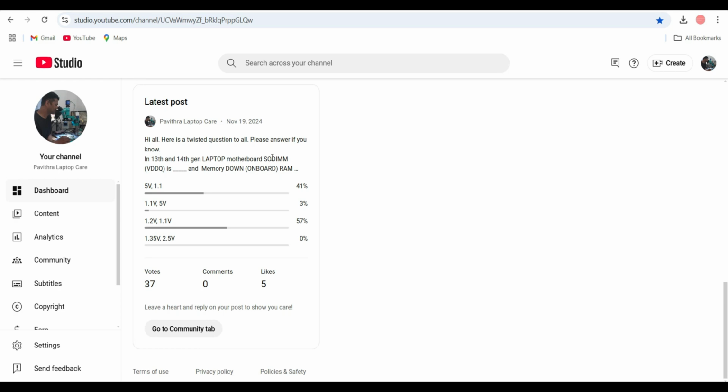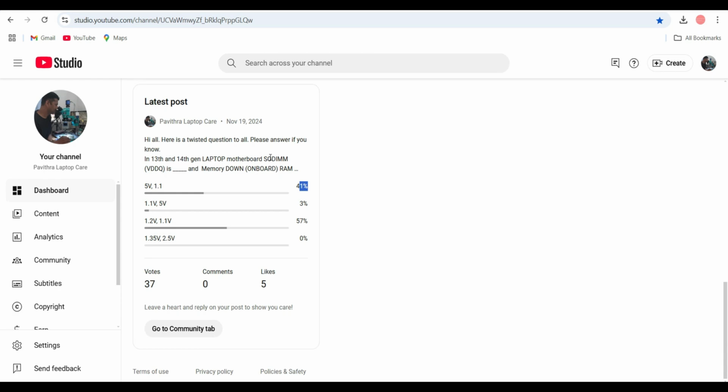The options were: first, 5 volts and 1.1 volts; second, 1.1 volts and 5 volts; third, 1.2 volts and 1.1 volts; fourth, 1.35 volts and 2.5 volts. In total I got 37 votes in that post. Out of 37, 41% say 5 volts and 1.1 volts.